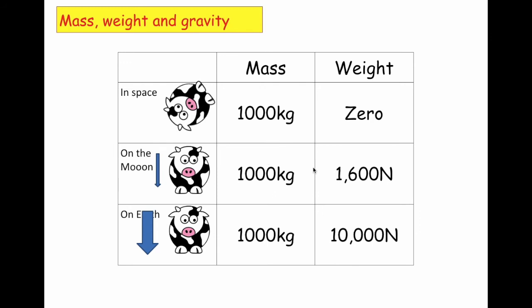On the moon, gravitational acceleration is 1.6 meter per second square. So 1000 kilogram times 1.6 will be 1600 Newton. So the weight of the cow on the moon will be 1600 Newton, but the weight of the cow on the Earth is 10,000 Newton, just as we calculated. So mass times gravity is equal to weight.